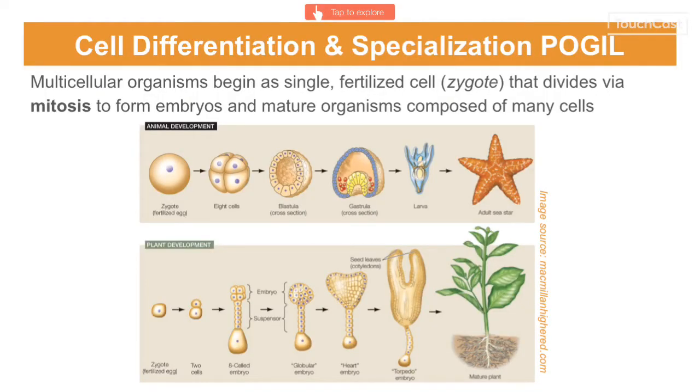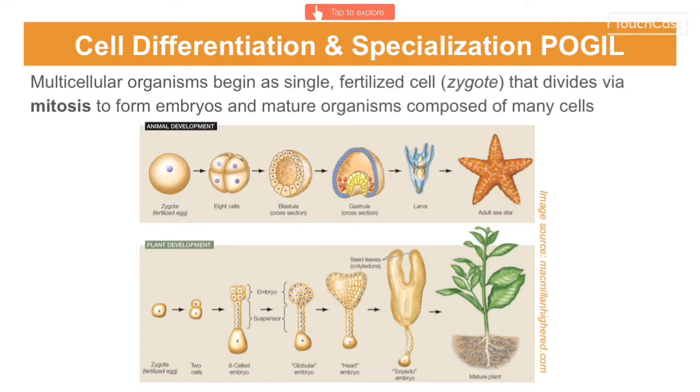So multicellular organisms are made up of many cells, right? But amazingly, they begin as a single fertilized cell. That single fertilized cell is called the zygote. Now that single fertilized cell is going to divide over and over by mitosis to form embryos. And then eventually those embryos are going to develop into mature organisms that are made up of the many cells.